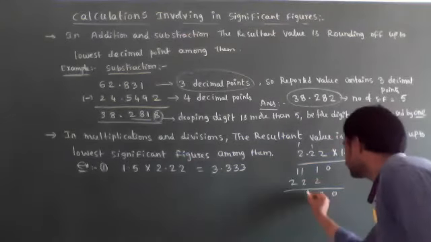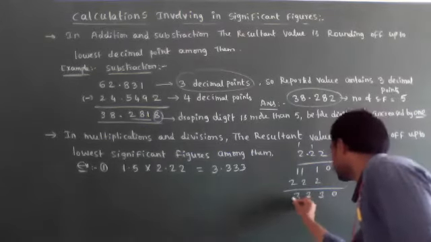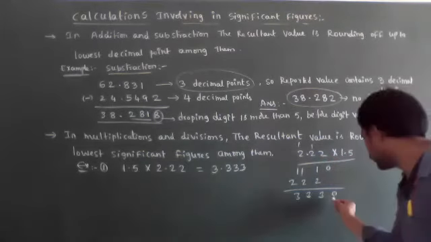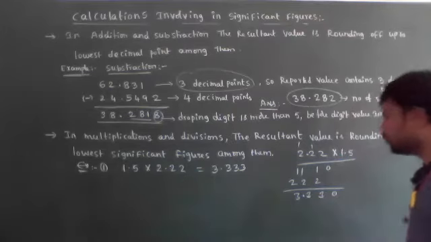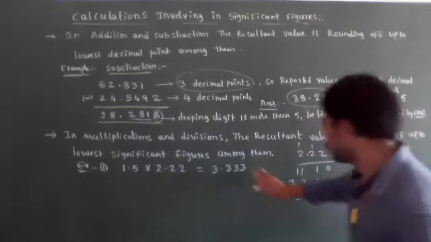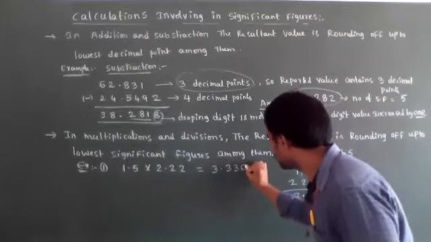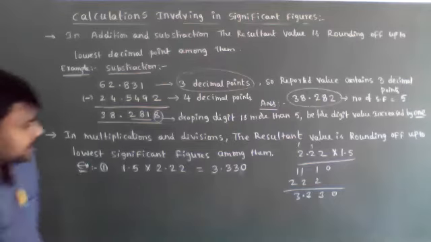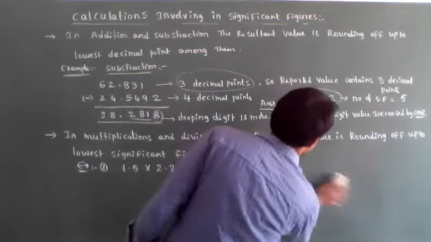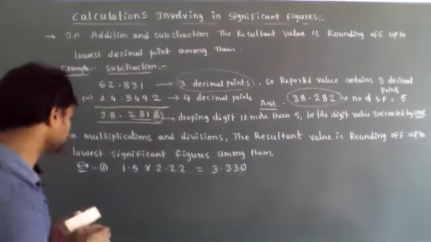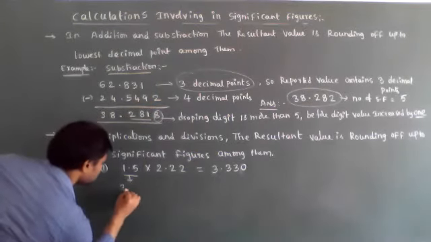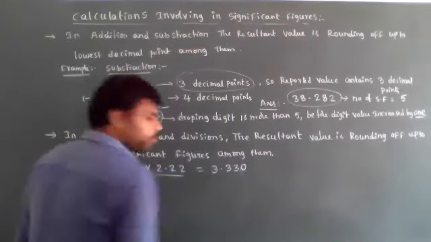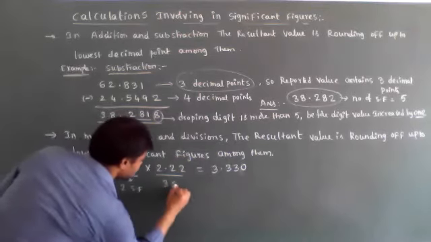We are getting 3, 3, 3. So how many decimal points are present? 1 plus 2, 3 decimal points are present. 3.330, sorry, 3.330 is the resultant value. Now this resultant value we need to round off up to how many significant figures? 1.5 has 2 significant figures. 2.22 has 3 significant figures.